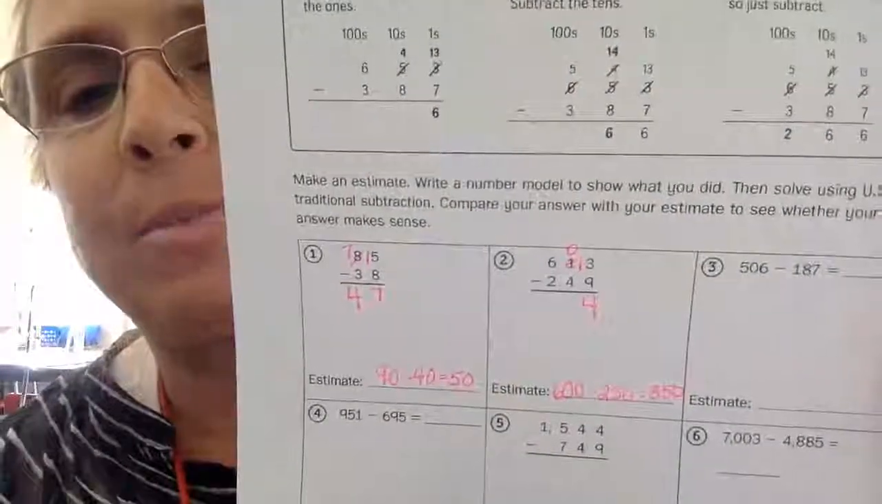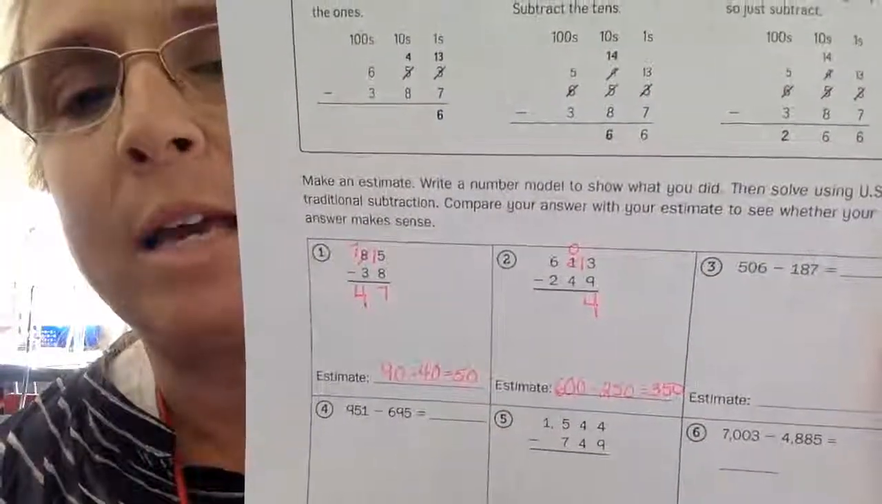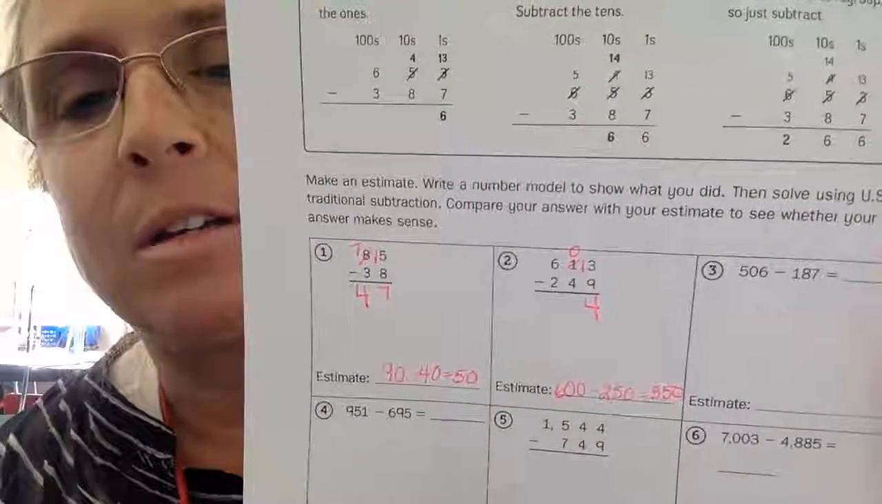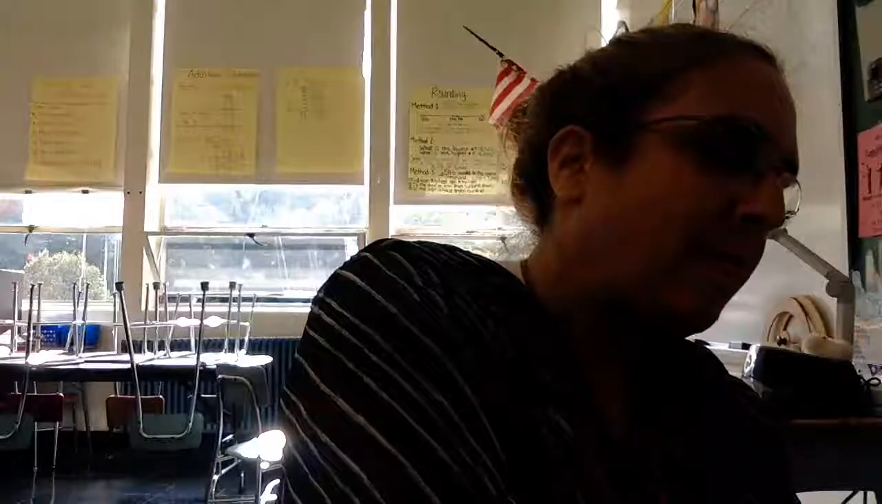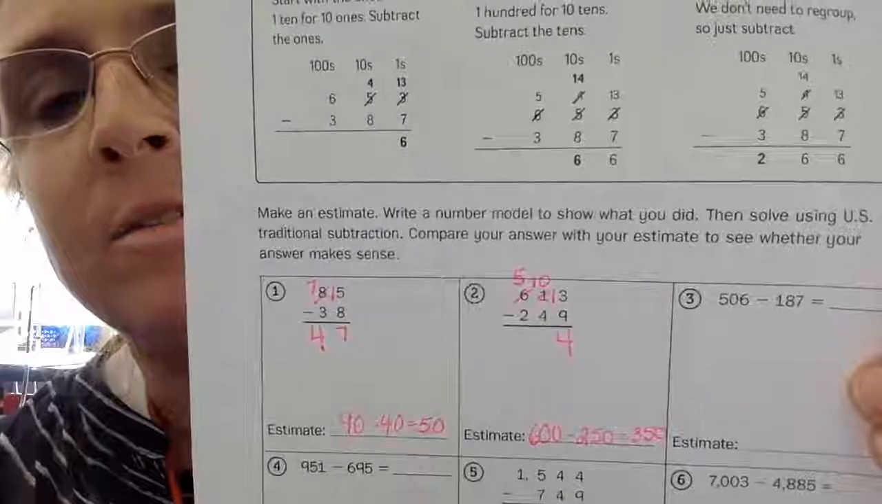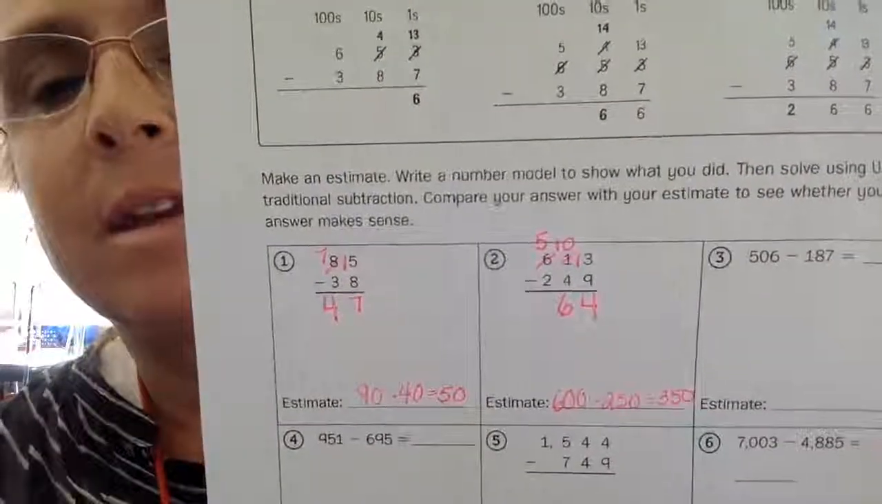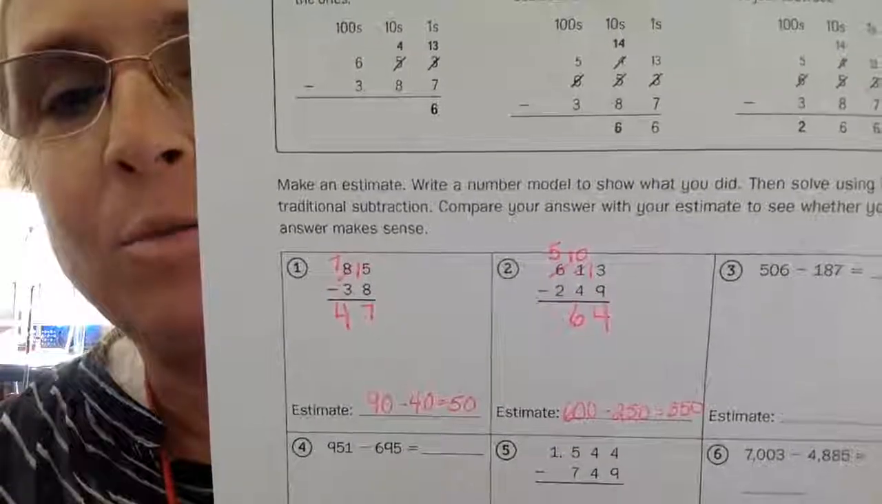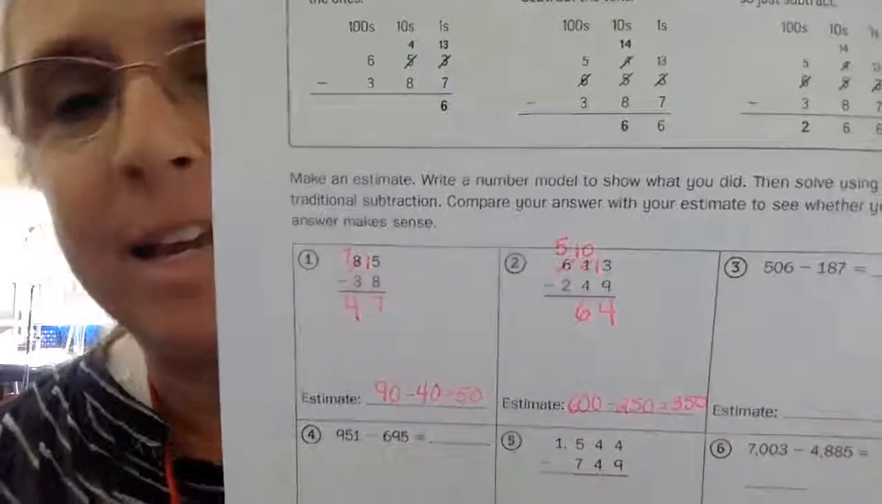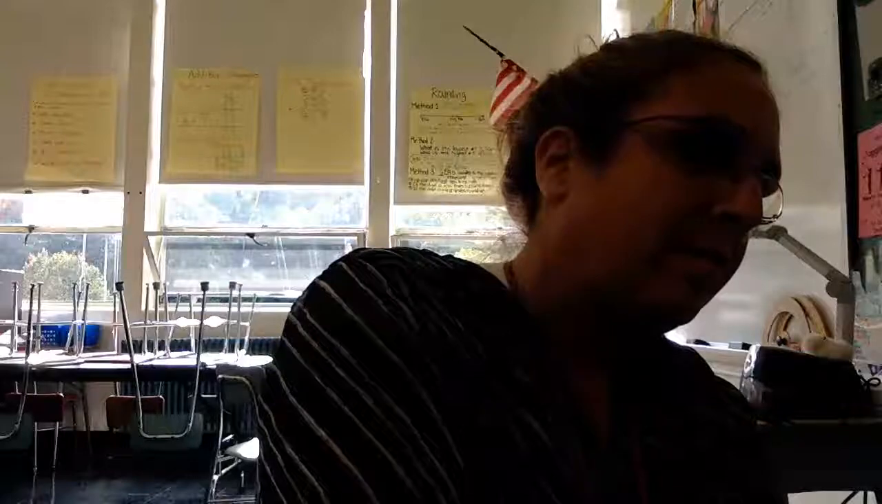So now I go to my tens place. I have 0 tens minus 4 tens. Well, that's not going to work. So I have to borrow 100 from the hundreds place. And then I can do 10 tens minus 4 tens, which leaves me with 6 tens. And then 5 minus 2 is 3. Okay.